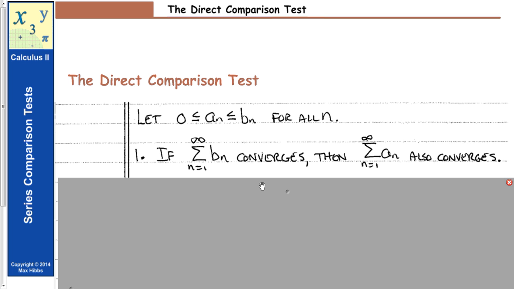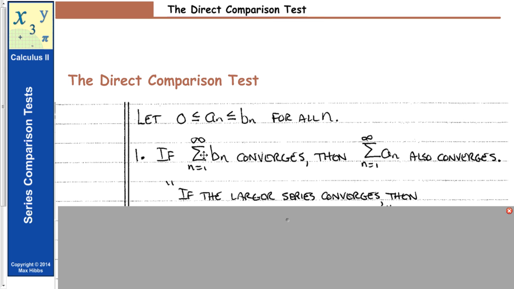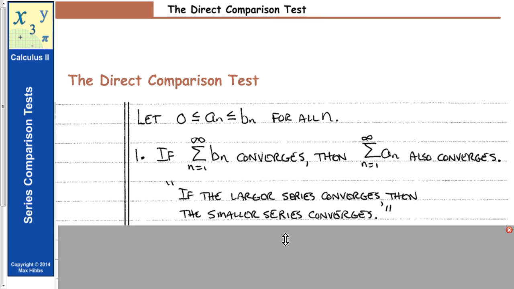Well, here's the direct comparison test. There are two parts to it, and what we're doing is directly comparing the convergence or divergence of the two series. So if the second series converges, then the first series also converges. Actually, I shouldn't say the second series and the first series. This is the series of all the larger terms. So what I should say is, if the larger series converges, then the smaller series must also converge.